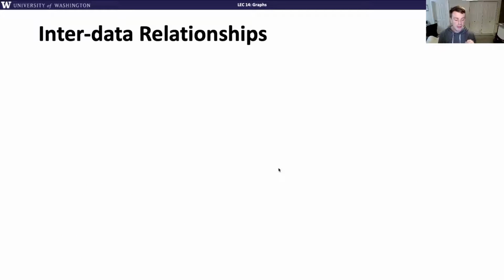Now, one of the things that when we talk about data structures like lists or maps or anything is they're storing data. Now, one thing that's sometimes useful to model in your data is relationships between the data. So I have 2 elements. What's the relationship between them? Are they friends? Are they enemies? What are they? So we sometimes like to think about interdata relationships.